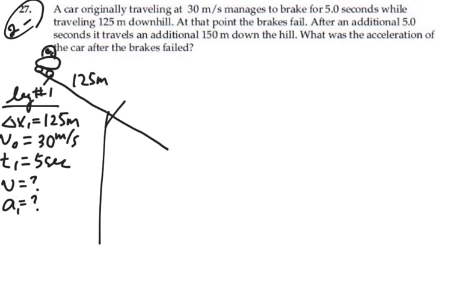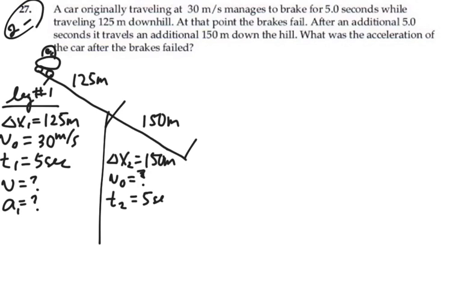Alright, for leg number 2, the brakes fail, and we go 150 meters. So the displacement for that leg is indeed 150 meters. We don't know our initial velocity. We do know that our time for this leg is 5 seconds. We don't know our acceleration. That's actually what we want to find. And we don't know our final velocity, which we don't need to find.